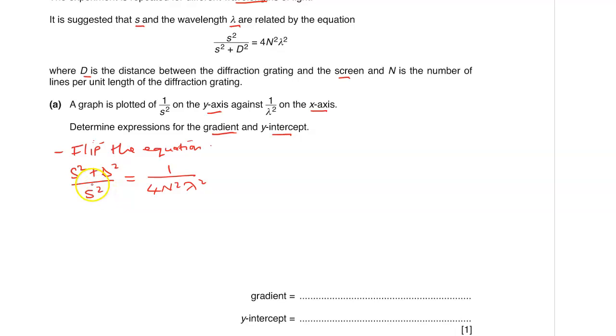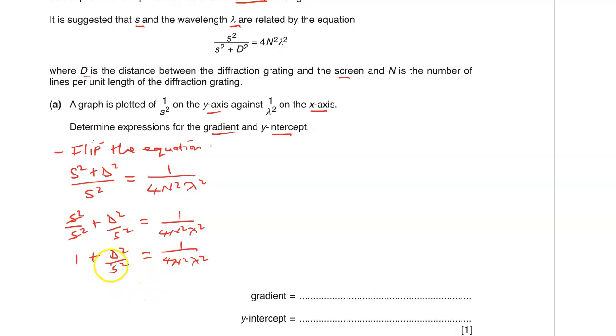Of course, this fraction here basically means s squared over s squared plus d squared over s squared. That's what it means. If you separate it, then we have on this side 4n squared lambda squared. Of course, this will cancel to give us 1. So 1 plus d squared over s squared is equal to 1 over 4n squared lambda squared.